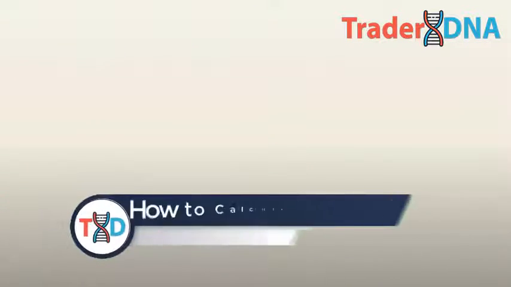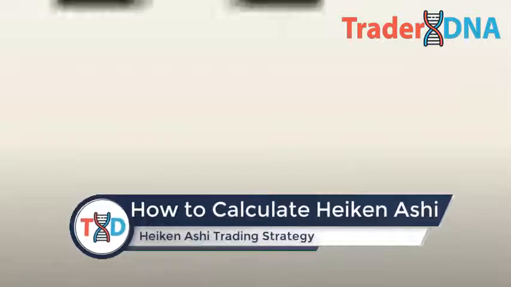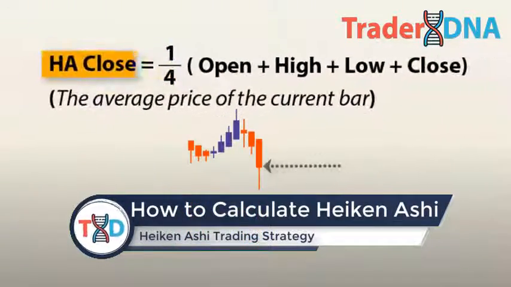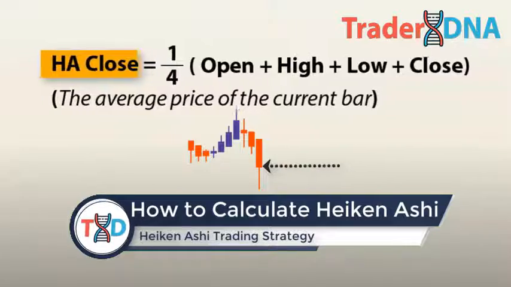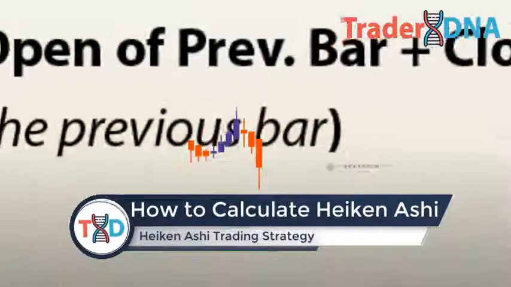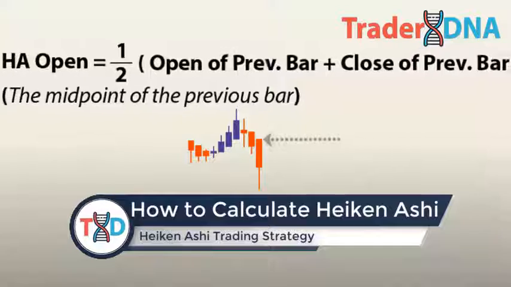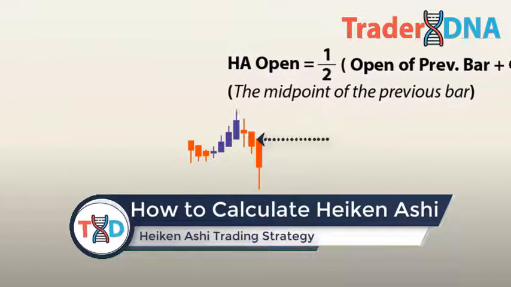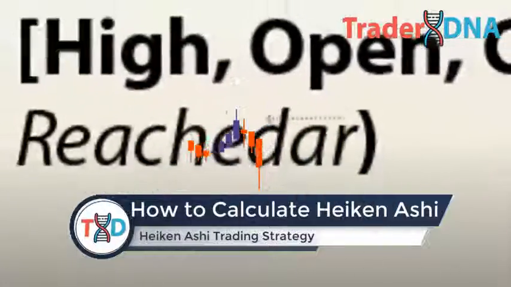If you're interested, here's the calculation. Heikin Ashi close equals average of open, high, low, and close. Heikin Ashi open equals midpoint of previous Heikin Ashi bar. Heikin Ashi high equals highest of high, close, and open.